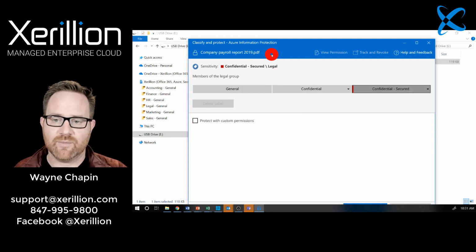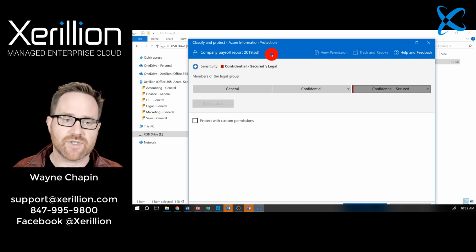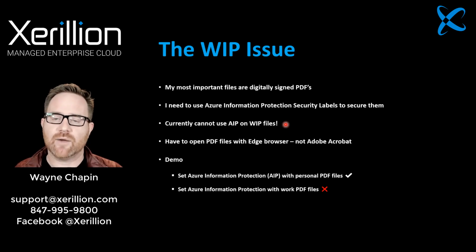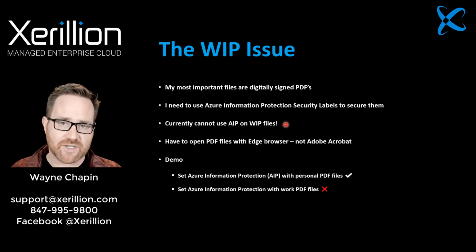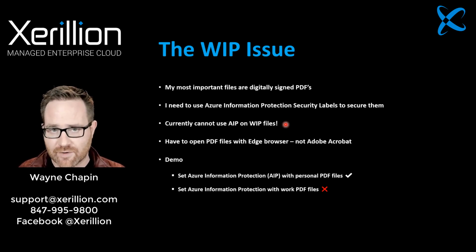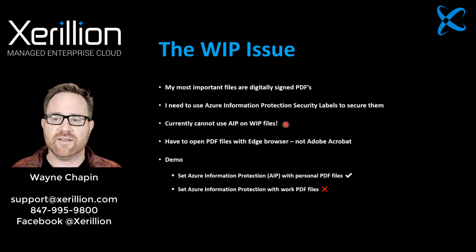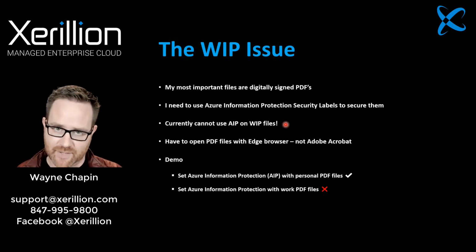Well, this is a problem because Adobe, the Windows desktop version, doesn't know how to work with work protected files. The mobile versions do, but the desktop version does not. In an ideal world, I would like to have the Windows Information Protection, the WIP security system, and the Intune app protection policies working together along with Azure Information Protection.